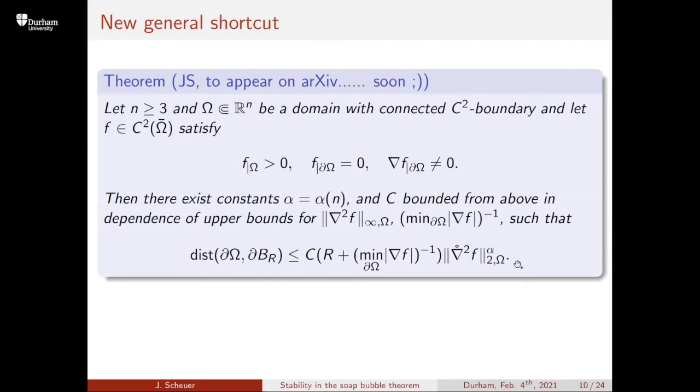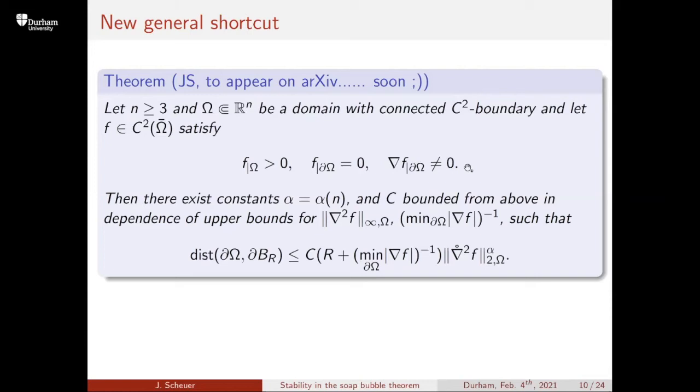The precise statement is about this function f. It has three properties by assumption. In short, you can say that f is a defining function for omega, meaning that it is positive in the interior of omega. The boundary is a level set. Zero doesn't matter here, of course, because you can put any constant here just by a translation of the function. But the key is also that the gradient on the boundary must be non-zero, so that the boundary is a hypersurface.